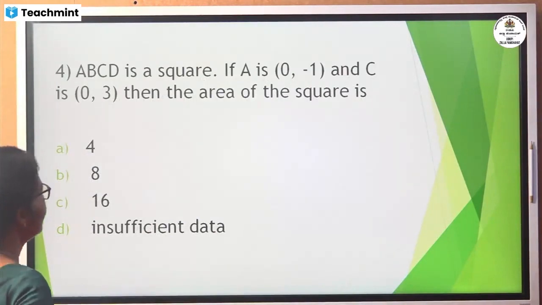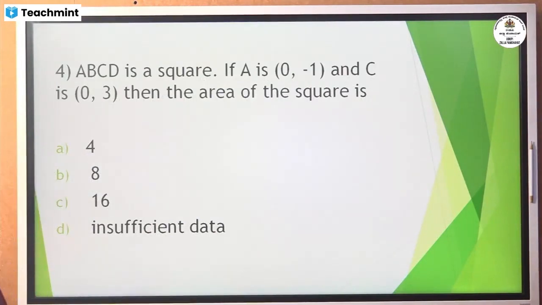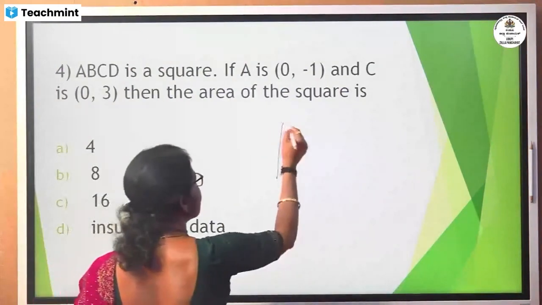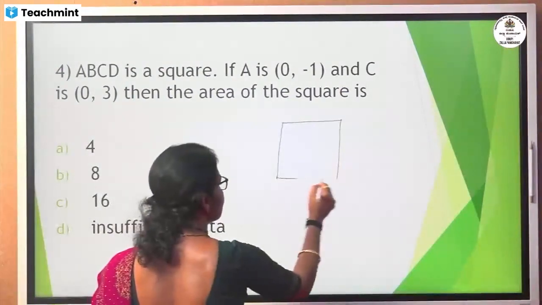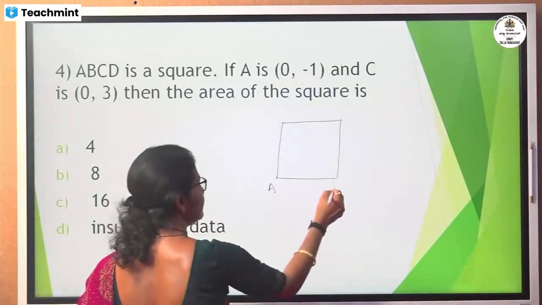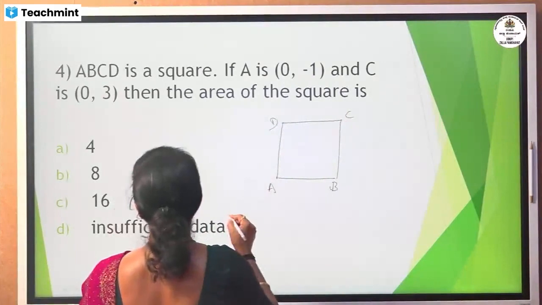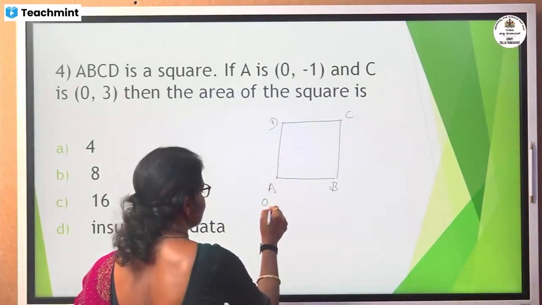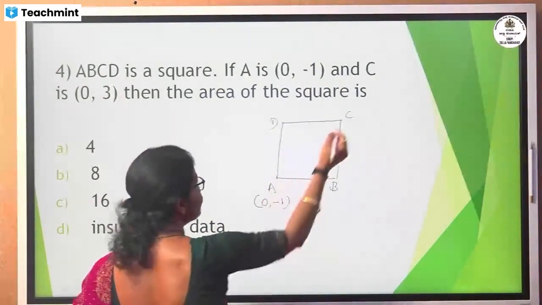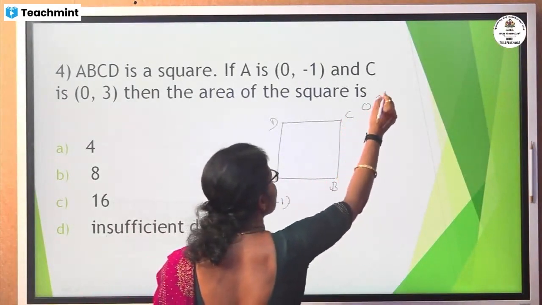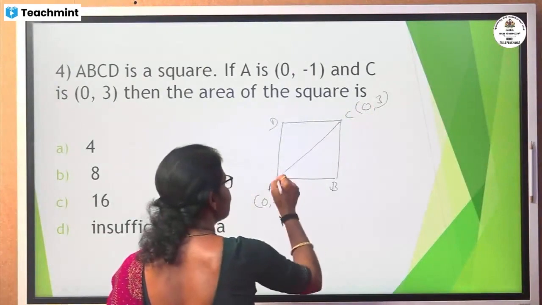ABCD is a square. If A is (0, -1) and C is (0, 3), then the area of the square is? Here A is given, that is (0, -1), and C is given, that is (0, 3). This is the diagonal, as it is a square.